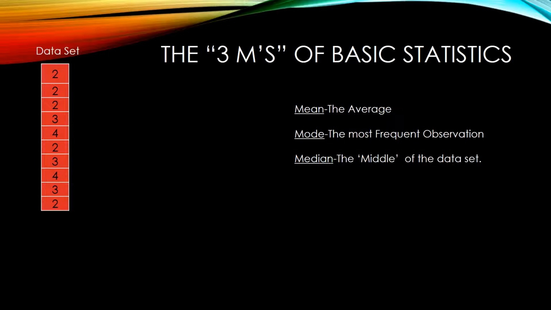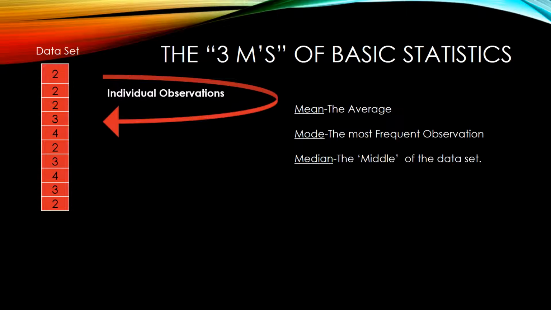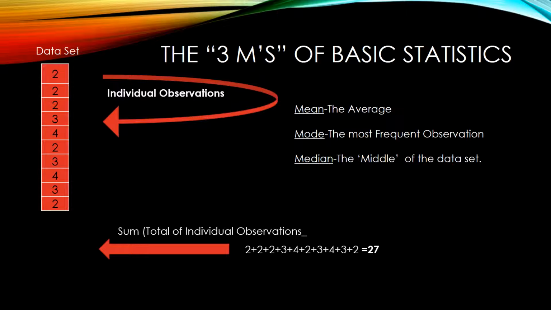So, the 3 M's of basic statistics. We're talking about mean, mode, and median. We have a data set here to the left. A data set is just a group of numbers that are individual observations. We can, for the sake of argument, say that this data set represents cycle time. And if we were to sum up the total of all of these observations, we would get a total of 27. So our mean is 2.7, our mode is 2, and our median is 2.5. And we're going to walk through how we calculated each one of those next.